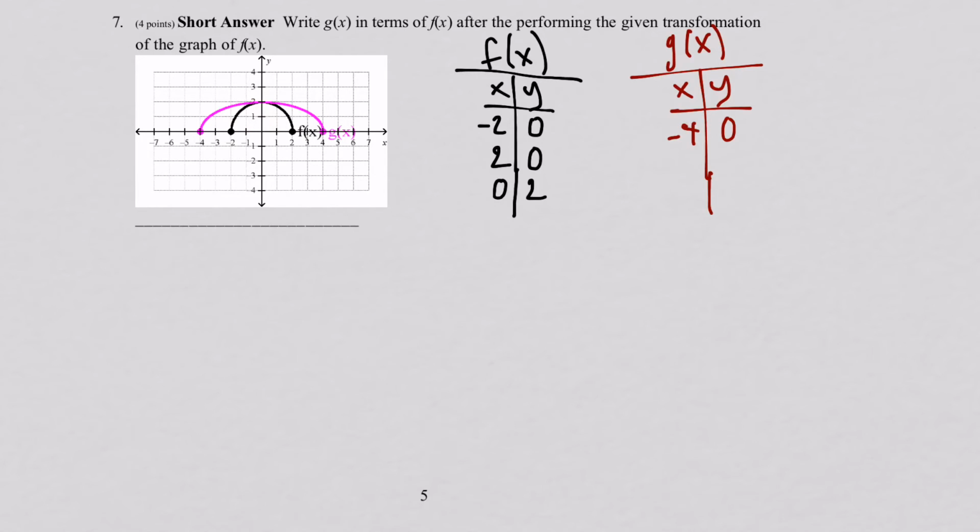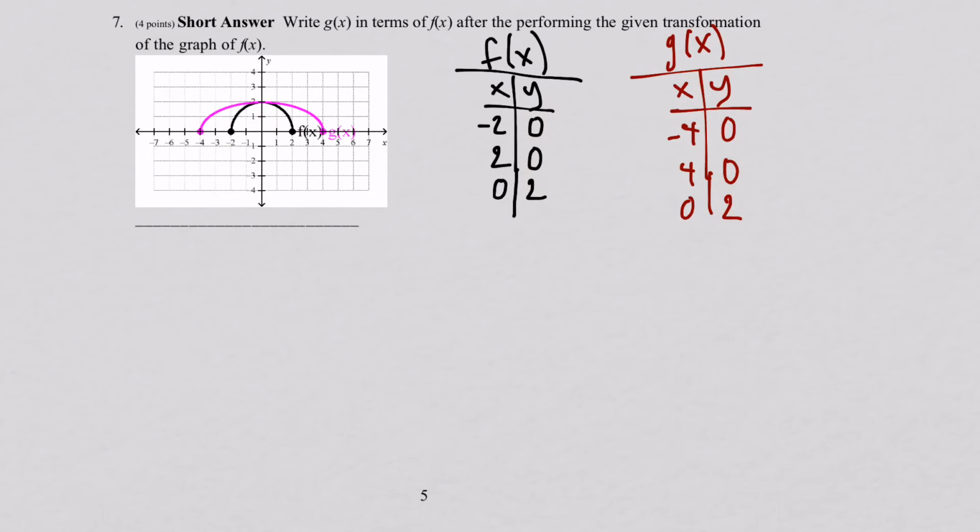I see 4, 0. And I also see 0, 2. Then you look at those numbers and try to figure out what happened to the x values, what happened to the y values. So first of all, I can see the y values, nothing happened, right? 0, 0, 2 is still 0, 0, 2.